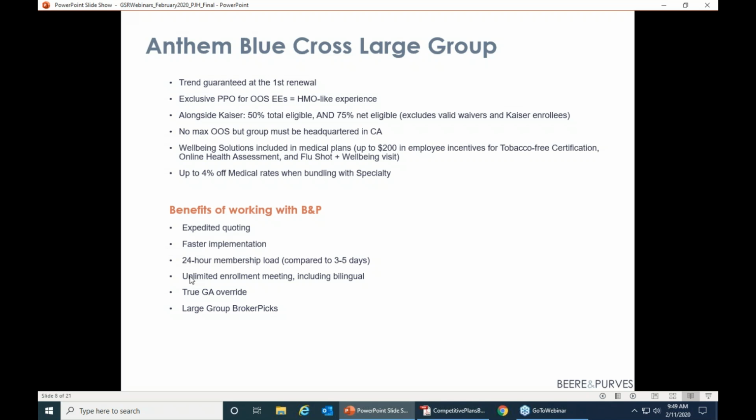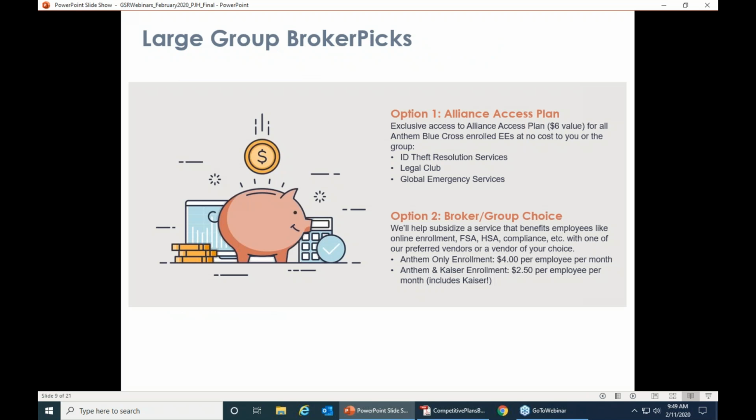That's why we're touting the faster implementation. 24-hour member loading goes right in there, and it is a true GA override, meaning that it does not come out of any of your commissions or the group. The group is not paying for that. It is basically a cost incurred by Anthem. So if you have any questions on it, please let us know.